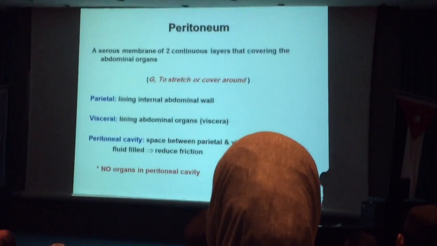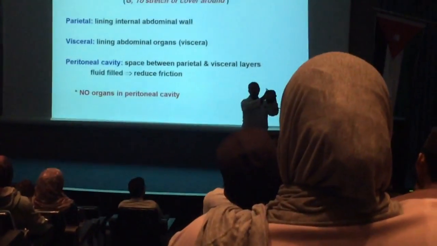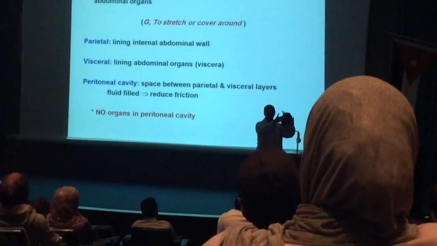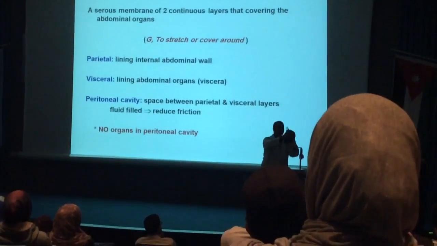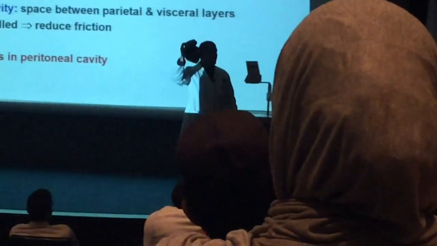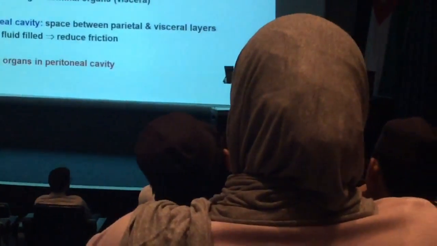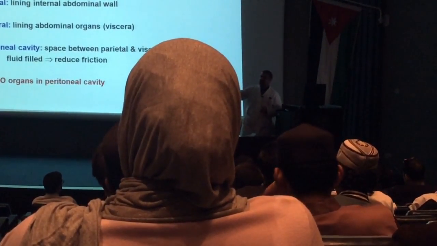Now the sac has two layers. One layer touches the organ, the other layer touches the other organ or the wall of the body. So the movement can be very easy because of the presence of fluid inside the sac. So this is the serous membrane mechanism. It is made of small flat cells, simple squamous cells, which we call simple squamous mesothelial cells.